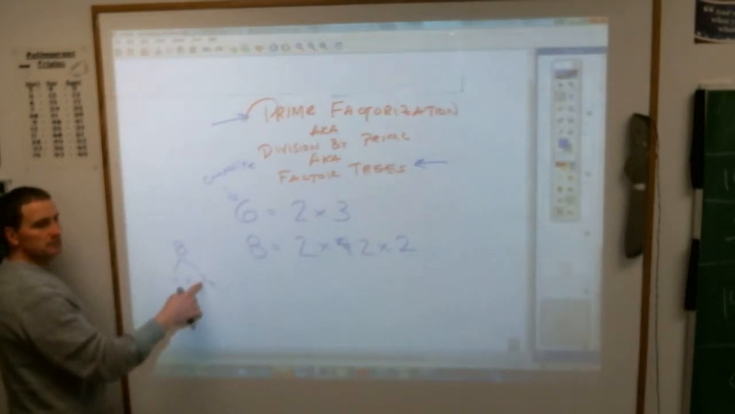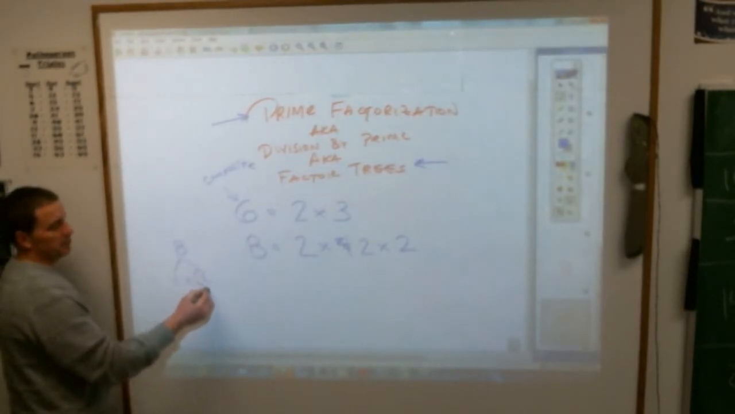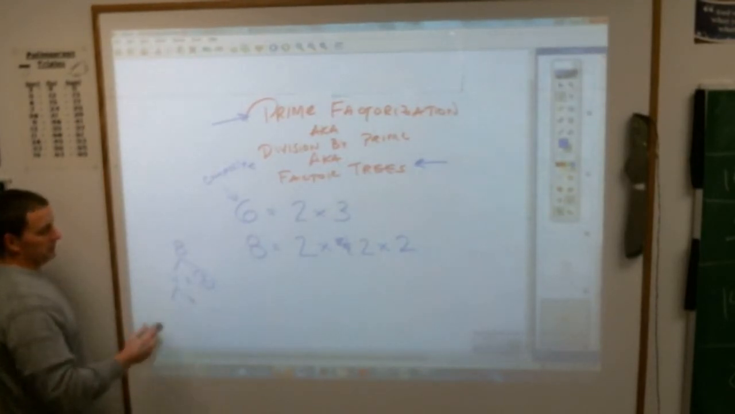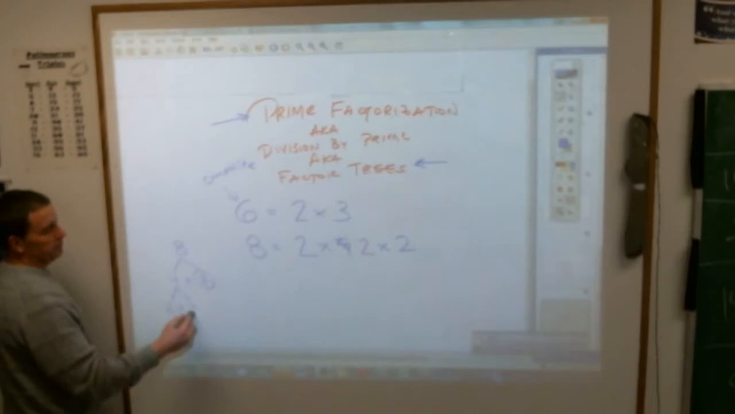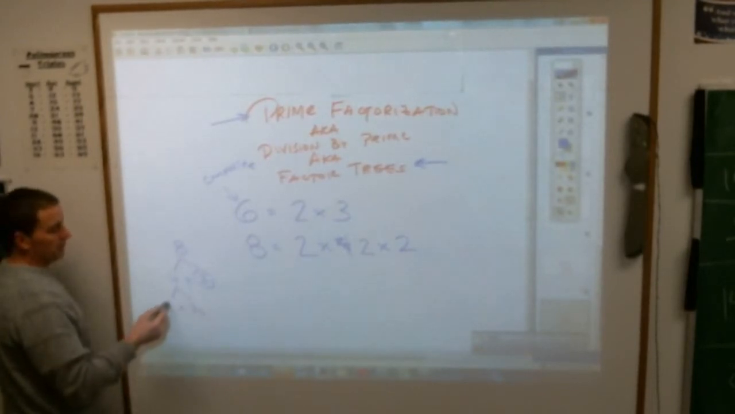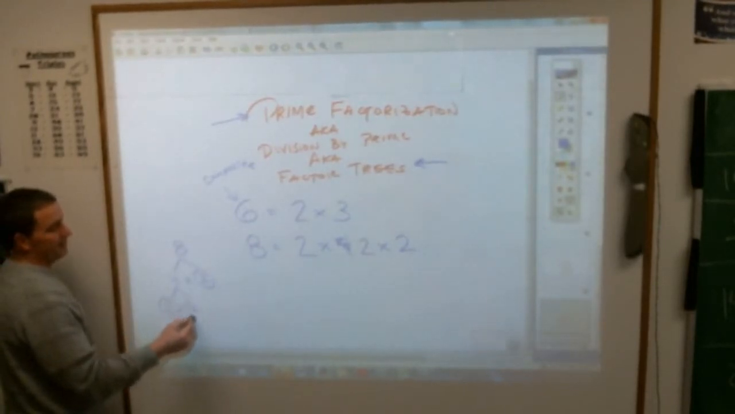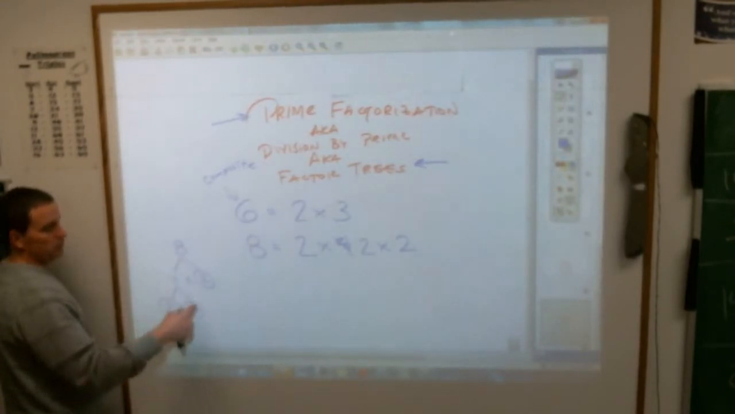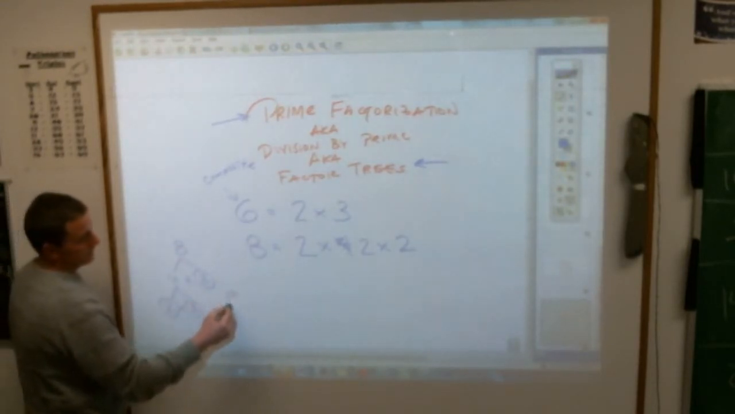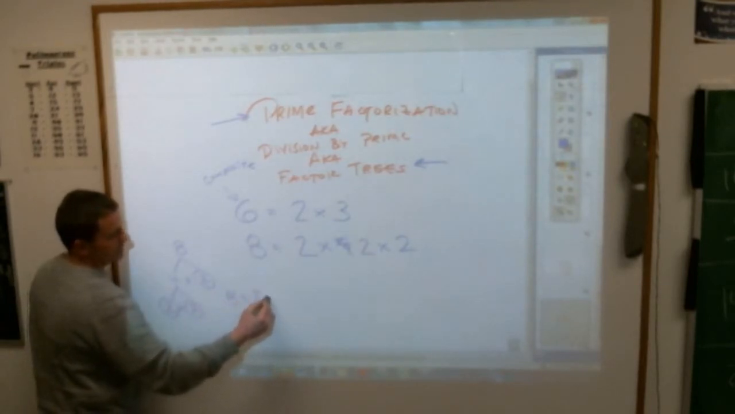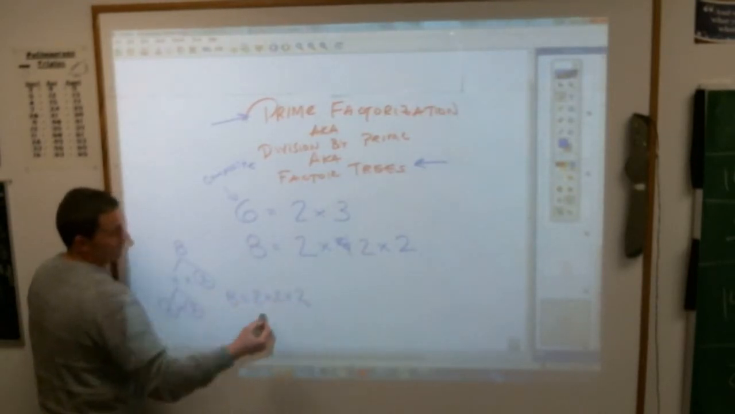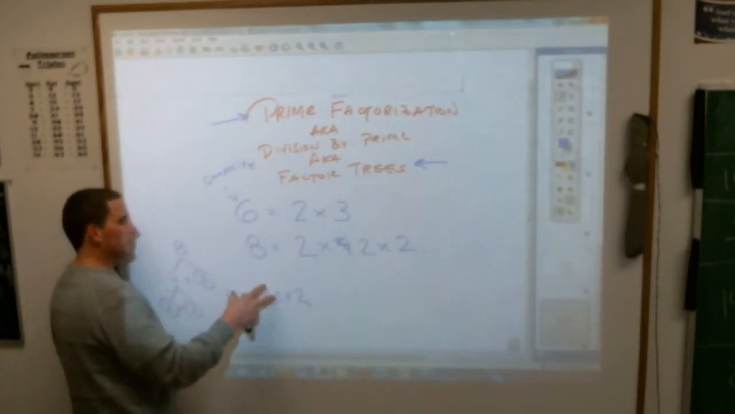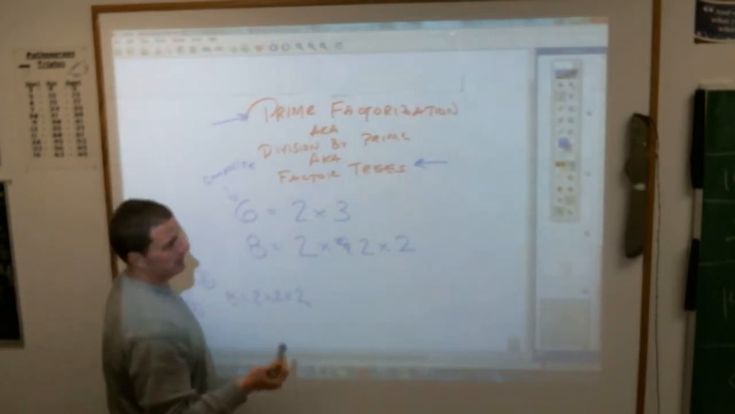Once you get a prime number, go ahead and circle it so that you know you can't break it down anymore. 4 can be broken down into 2 times 2. Those are both prime numbers, so you can circle and stop with that. 8 is the product of 2 times 2 times 2. 8 equals 2 times 2 times 2. And when you write down its prime factorization, please group the numbers together from smallest to biggest.